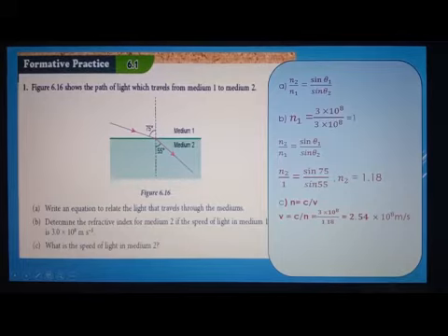So part C, what is the speed of light in medium 2? Then we use n equals c over v. So v equals c over n. c is 3 times 10 power 8. n we have calculated here is 1.18. Thus we get v equals 2.54 times 10 power 8 meters per second. Okay, so you can try first to answer question number 1, then only you can check the answer.